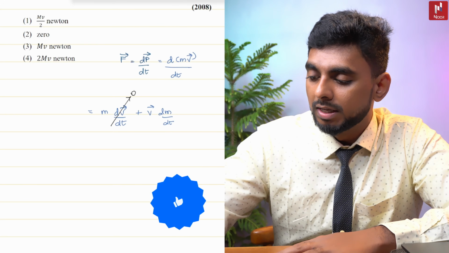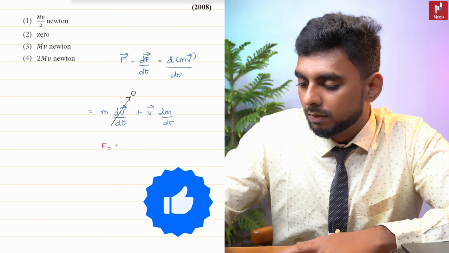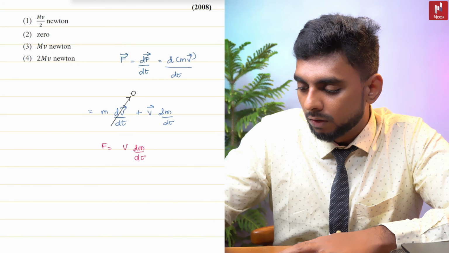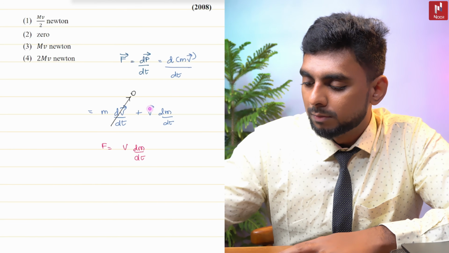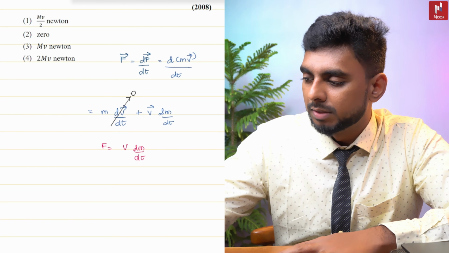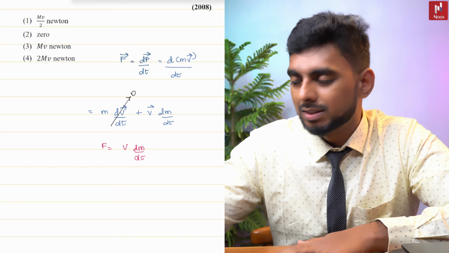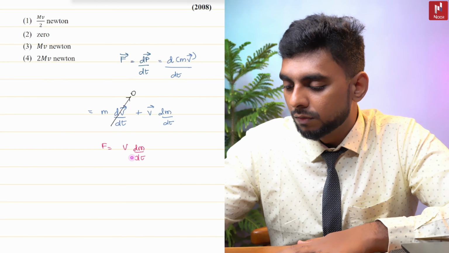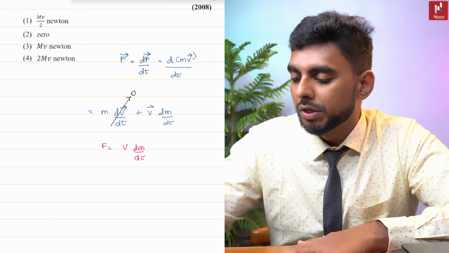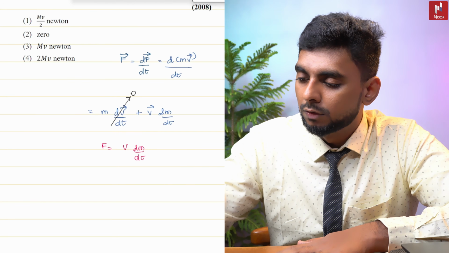So force here will be equal to v dm divided by dt. I'm just worried only about the magnitude, so the vector doesn't come into picture. Obviously this is going to move in one dimension, so vector stuff doesn't come into picture. So v dm divided by dt: the rate at which I'm dropping the mass will determine the force that I need to give to that particular object.